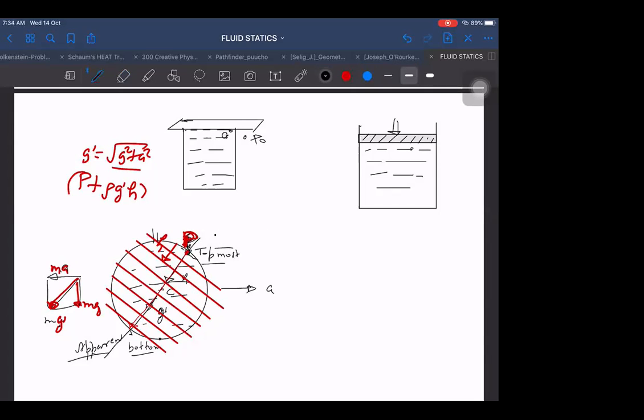If it is containing just gas, then as I told you before, because gas has less density, this rho term will be negligible. Then overall the pressure will nearly remain the same, only for gas. But if it is filled with water or any other liquid, the pressure will be varying. Understood?